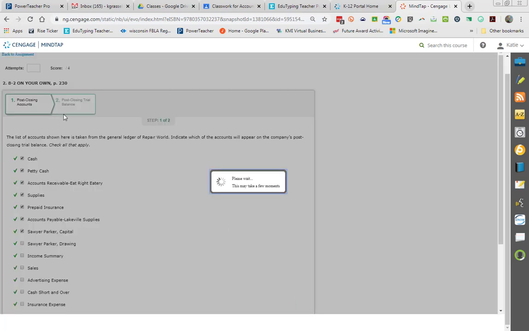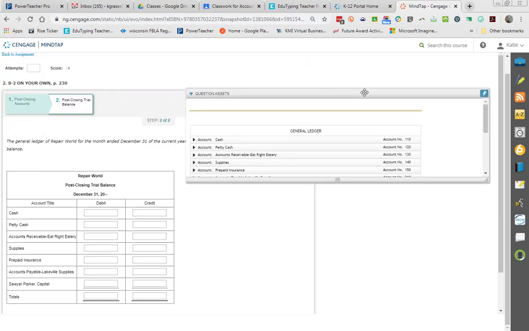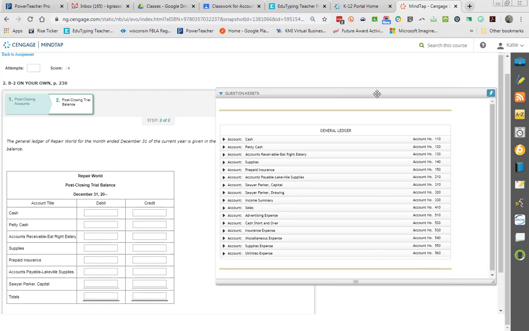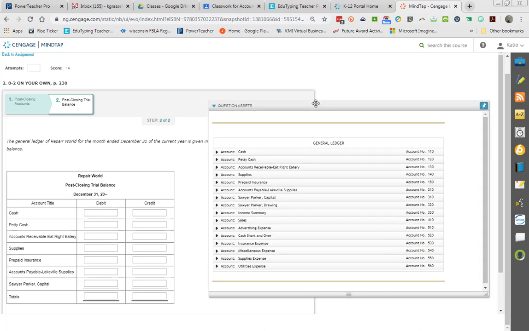So we're going to prepare a post-closing trial balance. I'm going to unpin this and move it over here to the side. Basically what I have is the list of all of my accounts. My directions read, the general ledger of Repair World for the month ended December 31st is given in the question. Prepare a post-closing trial balance. The only accounts that go on a post-closing trial balance are accounts that have a balance.